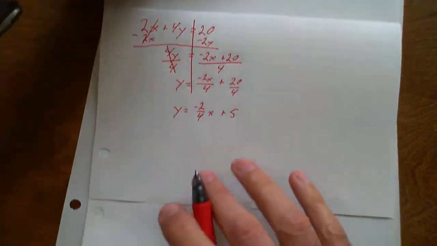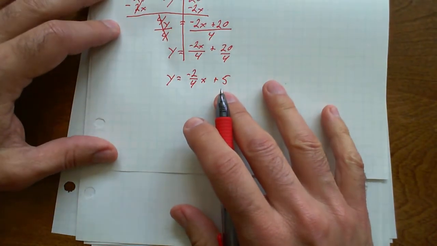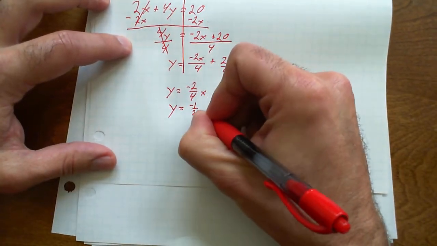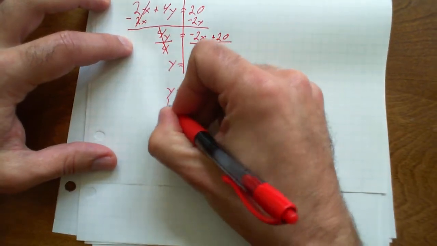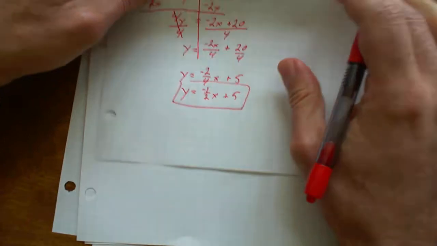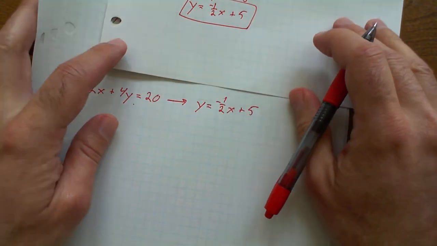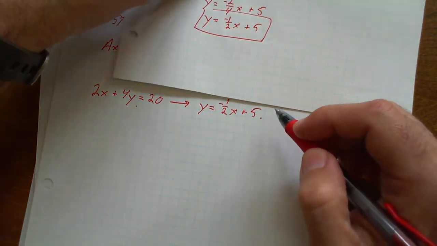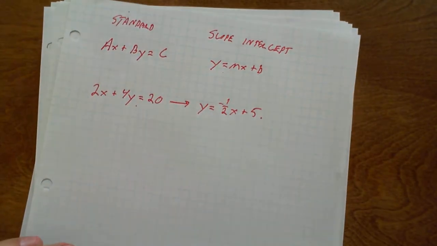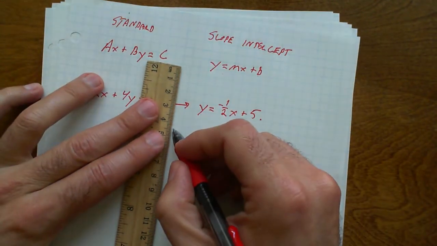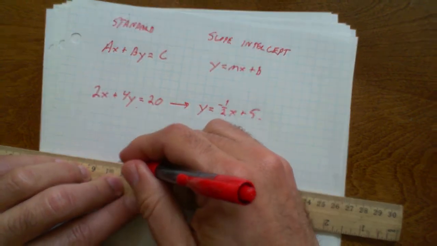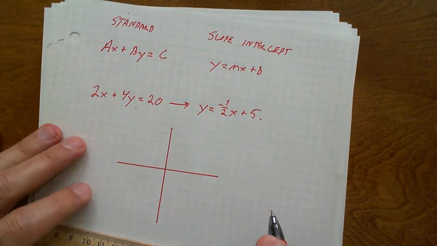Sorry, let's scoot this whole thing up here so we can see it all. Negative 2 fourths is reduced to y equals negative 1/2 x plus 5. And you can see that is what our original equation was there, right? This equals that. Okay, so now to graph this, we know how to graph slope-intercept form. And that's all we're going to do today, just convert from standard form to slope-intercept form and then graph them.